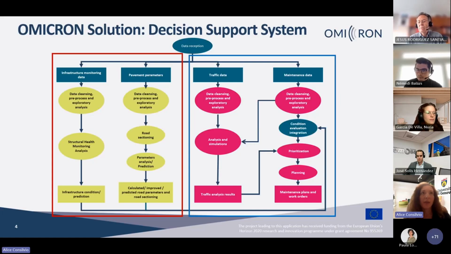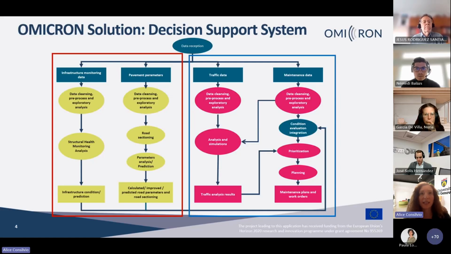So we consider four main types of data: infrastructure monitoring data, pavement parameters, traffic data, and maintenance data. The red square highlights the information flows regarding the condition analysis. So we use the infrastructure monitoring data for the structural health monitoring of bridges and pavement parameters to analyze pavement condition and road sectioning. The traffic data and maintenance data are instead used within the maintenance planning process.